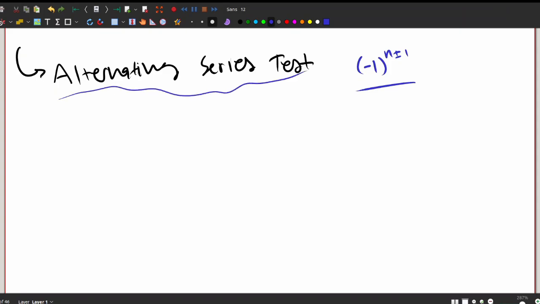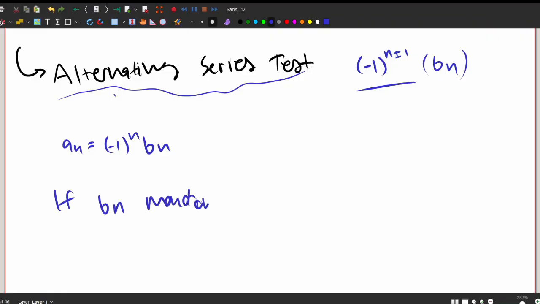So any series that's alternating, meaning it has this times some other thing, we can write this other thing as b of n. So we can say a of n was equal to some term like this times b of n. And the alternating series test says that if b of n monotonically decreases to 0, remember, monotonically means it doesn't change direction, it doesn't oscillate, it doesn't do anything but just decrease to 0. If b of n monotonically decreases to 0 and is continuous and everything, the series will converge.